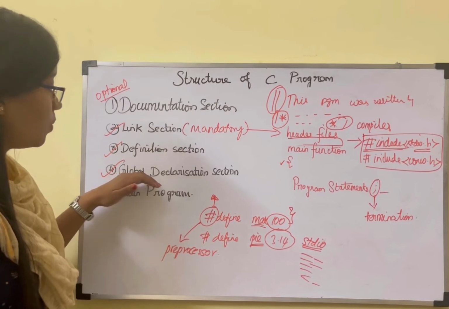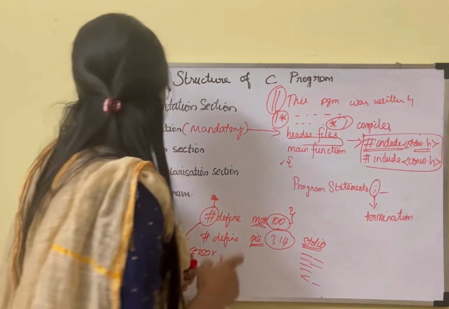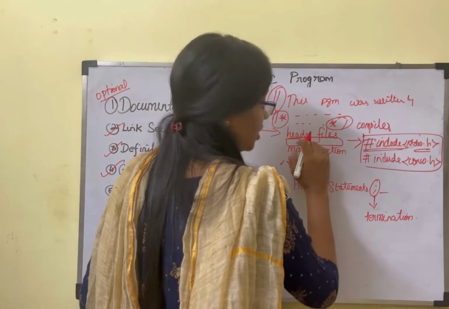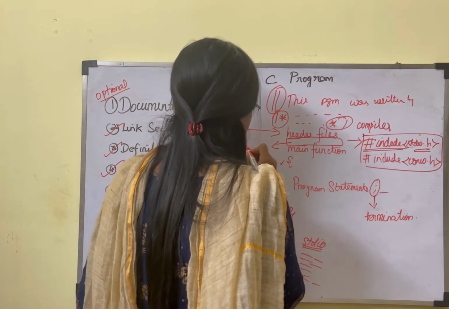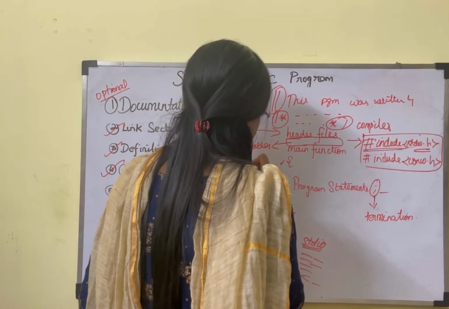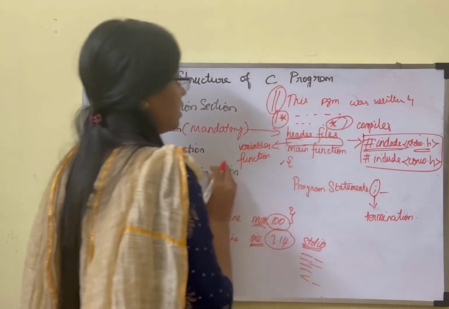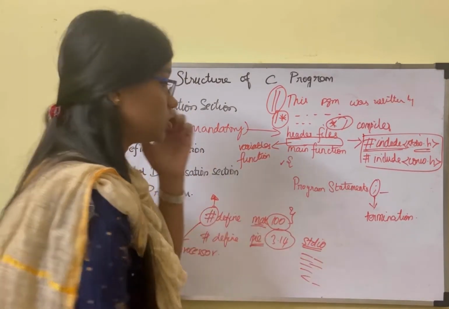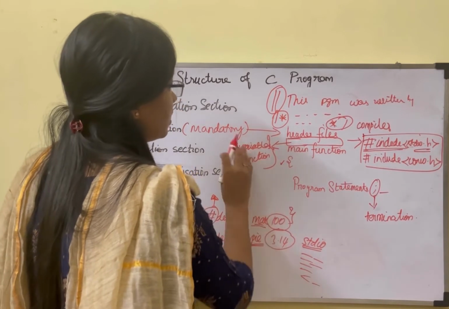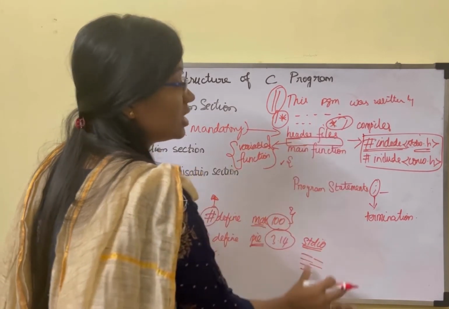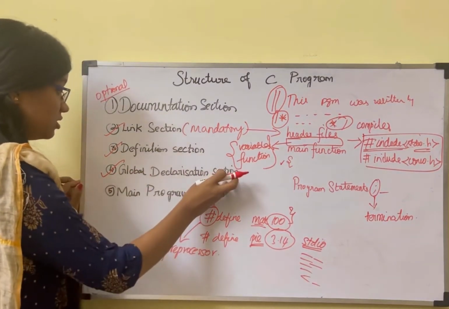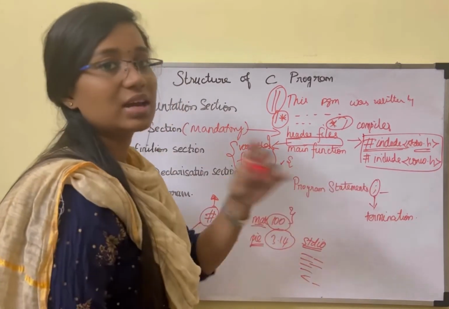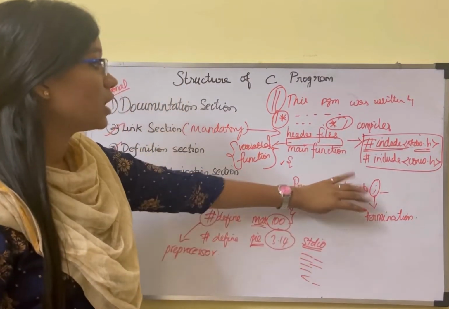Then is the global declaration section, which comes before the main function. Here you can give any variables or functions which we feel should be used throughout the program, not only in this block. If I add any other block also, this should be common. So if I declare everything globally, we can use it anywhere in the program. That is the global declaration section. And then comes the main program. Here we can write all the contents, declare all the variables, give all the inputs, whatever we need, we can do in the main program.